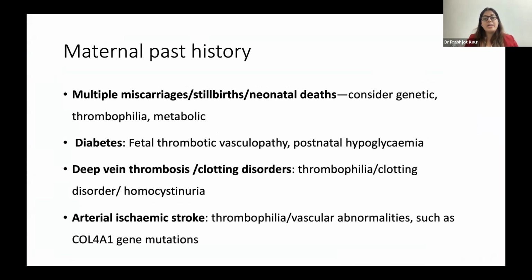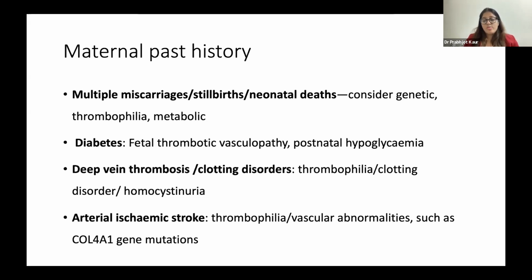In case the mother has had multiple miscarriages, stillbirths, or neonatal deaths, we need to consider genetic disorders, thrombophilic disorders, or metabolic disorders. Maternal diabetes can result in fetal thrombotic vasculopathy as well as postnatal hypoglycemia, both of which can present with encephalopathy as well as seizures. History of deep vein thrombosis or clotting disorders, again, can point towards thrombophilia or clotting disorders or homocysteinuria. Arterial ischemic strokes, especially at young age, can again point towards vascular abnormalities as well as clotting disorders.